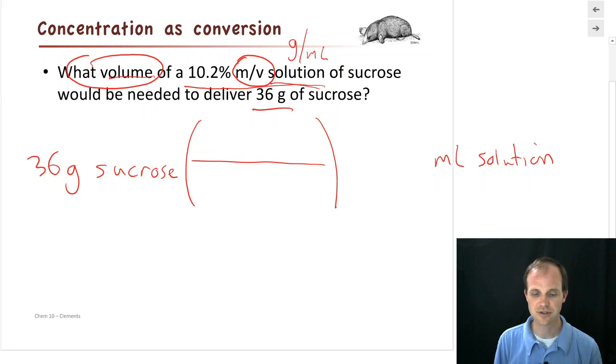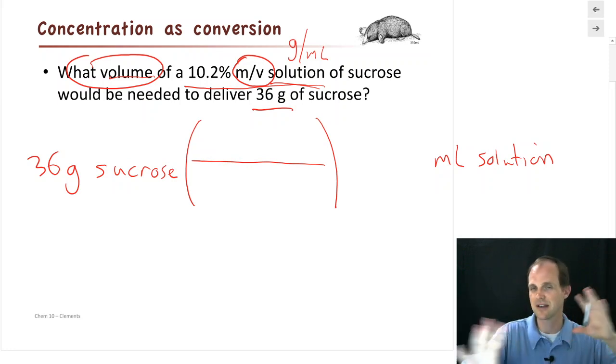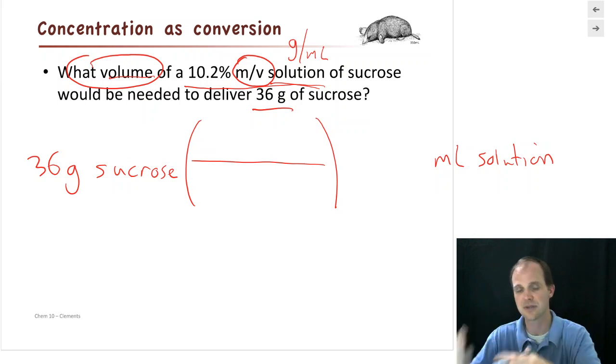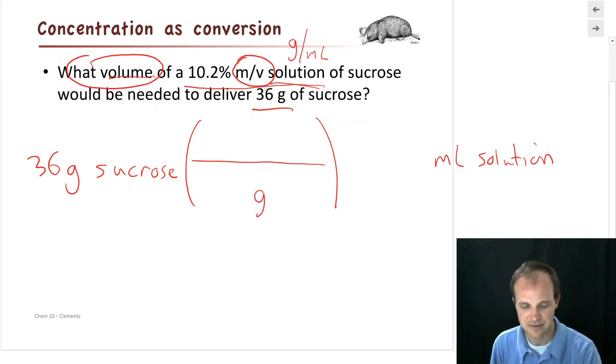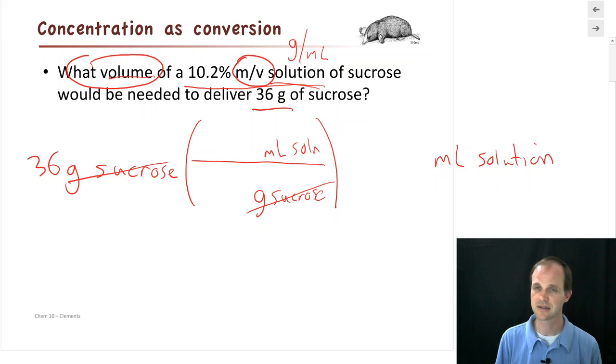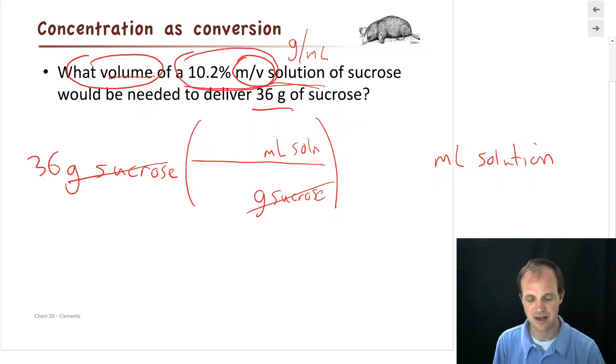I write my conversion factor here. The nice thing is if you can figure out your starting info and your ending info, the rest of it kind of works itself out. Grams of sucrose has to go on the bottom so it can cancel. Milliliters of solution has to go on top so that it's there. Now, what do I do with this grams and milliliters? That's my M over V.